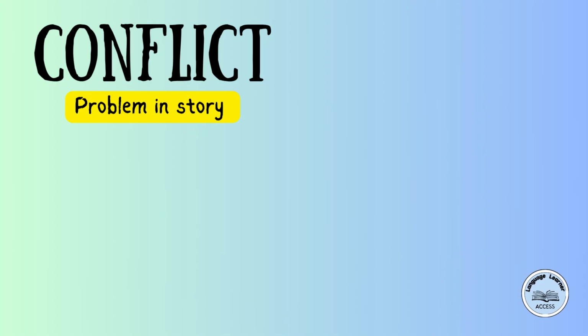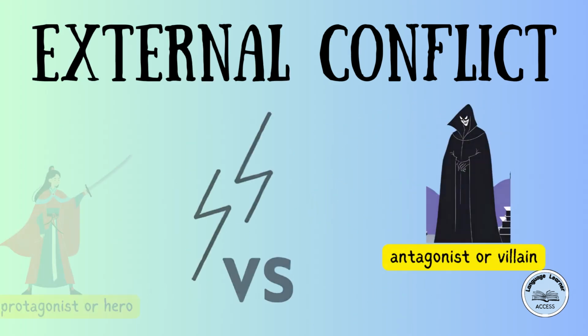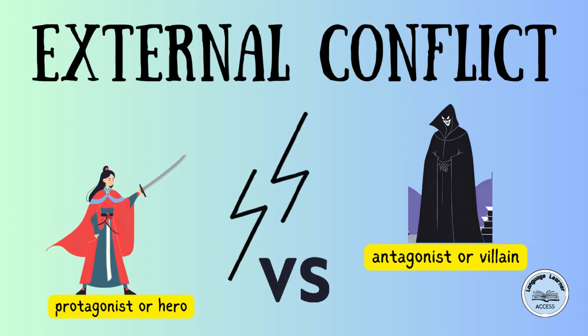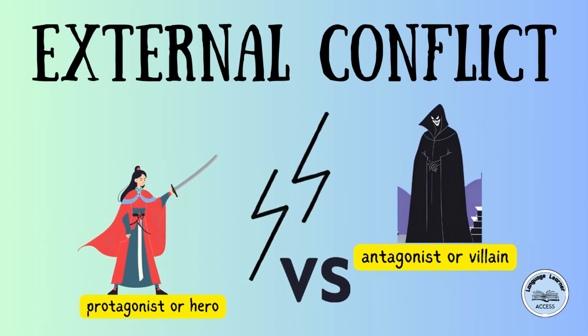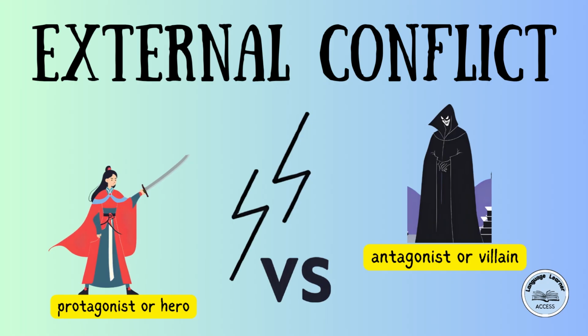Now, conflicts can be external, characters versus other characters, the world, etc., or they can be internal when the characters are struggling with their own thoughts or feelings. When conflicts are external, a lot of stories, especially fairy tales, have two types of characters: the protagonist or hero, the good guy or guys, and the villain or antagonist, the bad guy or guys.